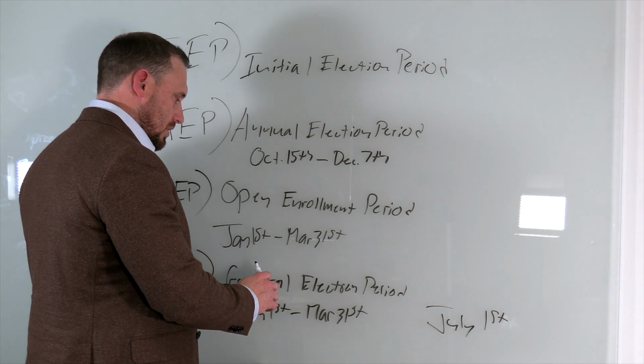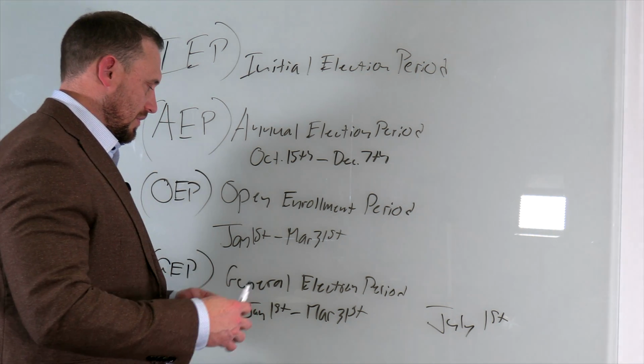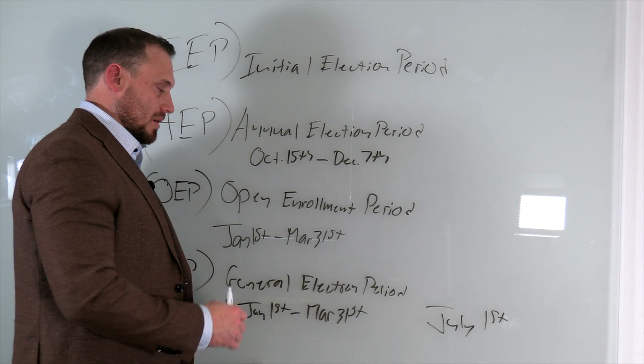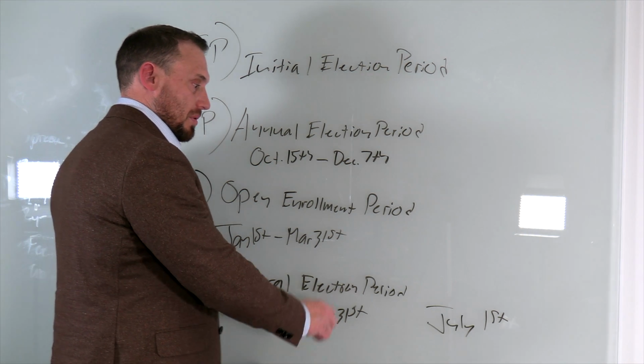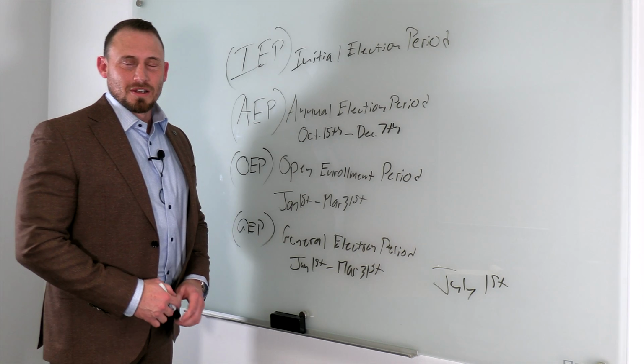So again, this general election period is reflective of those people that have decided not to take Medicare Part A and Part B. Now, with that, you're going to have a penalty situation that's going to apply. But we'll talk about that at a later time and date, in another episode.